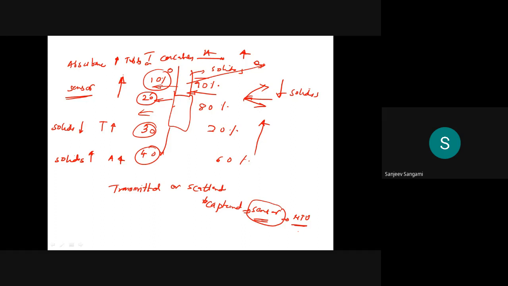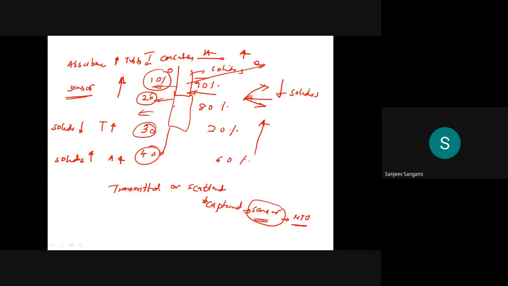Overall, the visible light hits the particles, and some of it will be absorbed, some will be scattered, and some will be transmitted. One sensor is kept inside the instrument, the nephelometer, to capture how much light is absorbed or how much light is scattered. Based on that, it will give the value.